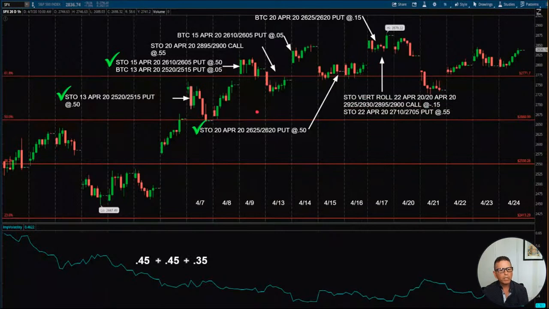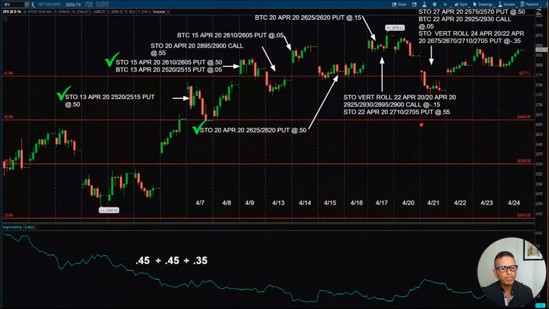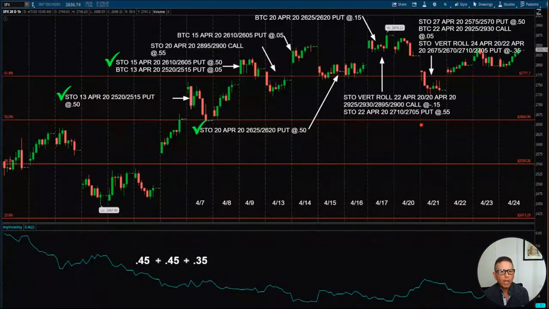Then I had to roll that position that I put on previously, right? So I did a roll of the 20 April and I rolled it out to 22 April, and it cost me 15 cents to roll that, right? Same time I put on a put spread at 55 cents. Right. Then I put on another put spread, 50 cents. I bought to close the call spread, right, for 30 cents.